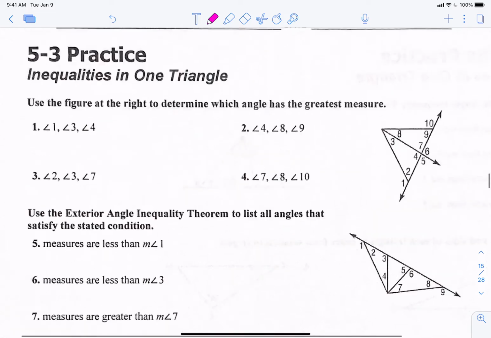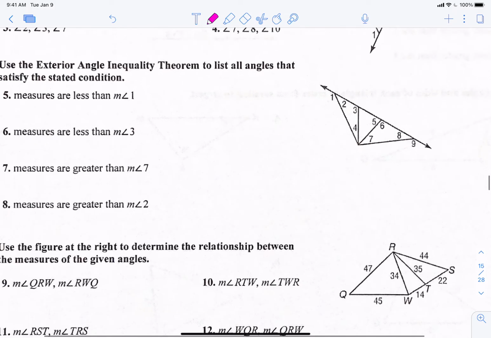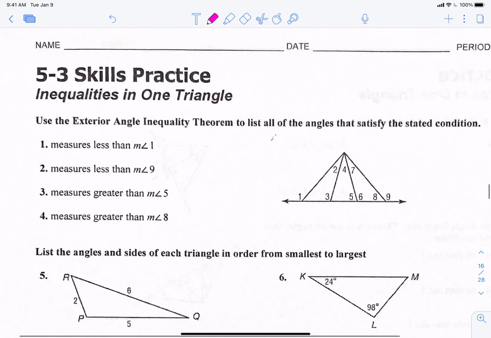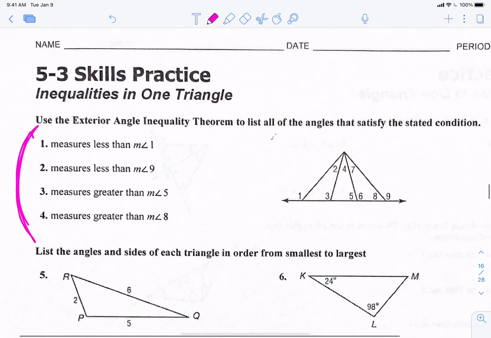Do you want to do skills practice or practice? Skills practice. This top one. We'll do 1 through 4 together. All right, exterior angle inequality theorem. Here we go. These guys right here.